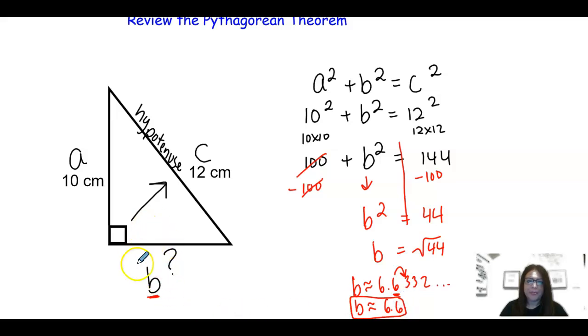value of B. Now if I go back to my picture, that would be the length of this side length that I didn't know, and we were measuring in centimeters, so that's going to be approximately 6.6 centimeters. All right, so this was a short little review. Now you're ready to go ahead and go on to your assignment in Schoology.